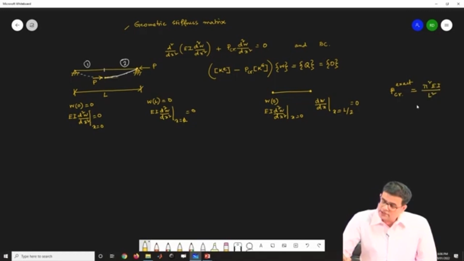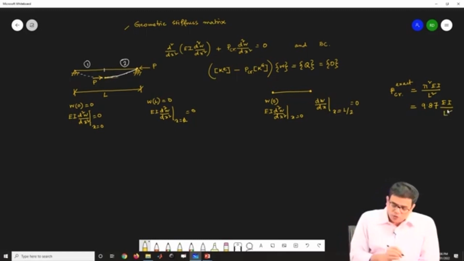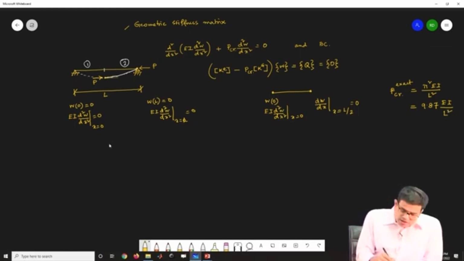So, this will come around pi square is 9.87, so 9.87 EI by L square. Now, if I do the exact solution of this beam, then the standard stiffness matrix I need to consider.